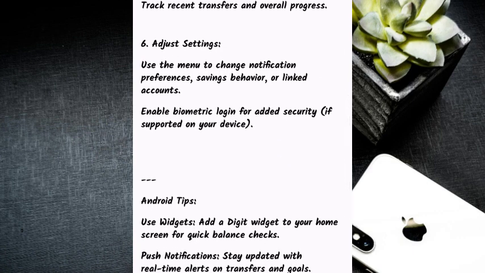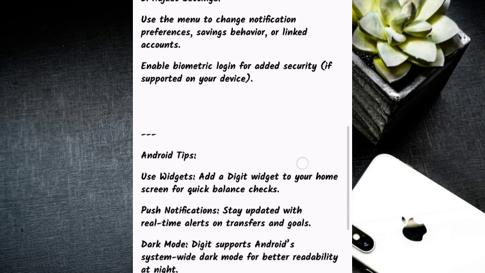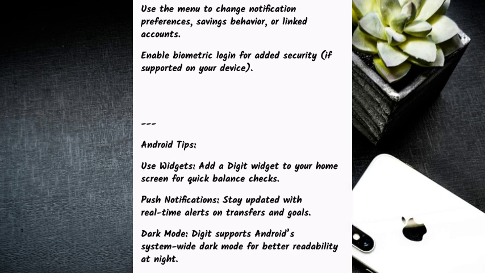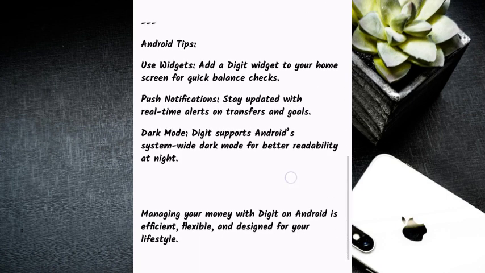Tips for Android users: you can use widgets. So add a Digit widget to your home screen for quick balance checks. You can also use push notifications to stay updated with real-time alerts on transfers and goals. There's also dark mode. So Digit supports Android system-wide dark mode for better readability at night.